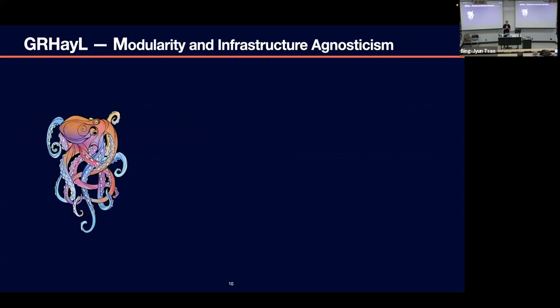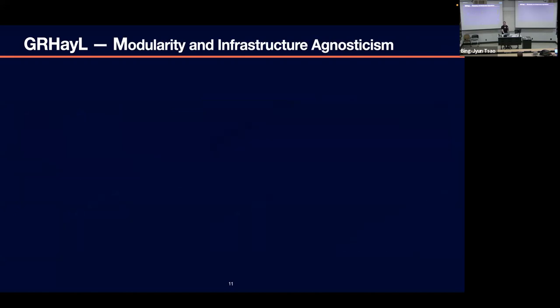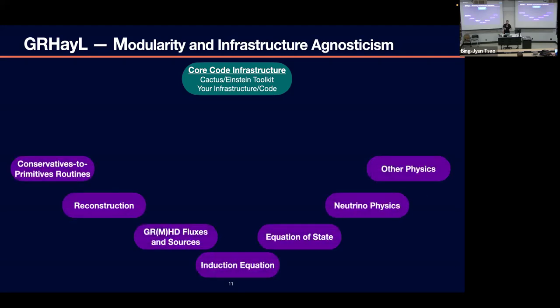And so our goal is to take that tangled octopus that we had originally and produce a nice cuttlefish that is completely detangled. In the spirit of that, the way that GRHayL works at a high level is that you start with your infrastructure, and in the case of many of the applications that we have, that infrastructure is Cactus or the Einstein Toolkit. We also have Black Holes at Home or CarpetX, things that GRHayL has also been used for. And then you have GRHayL on the other side, right?